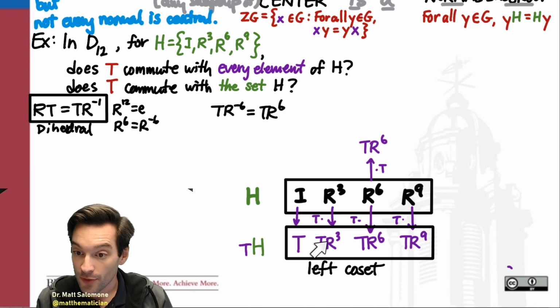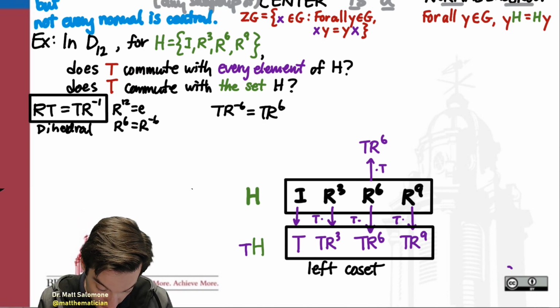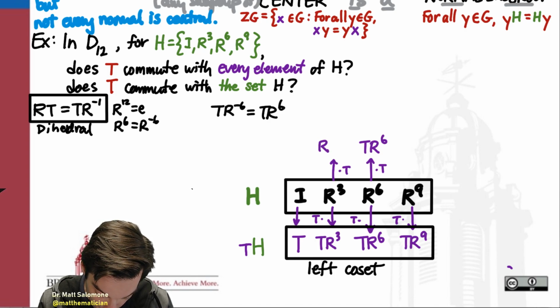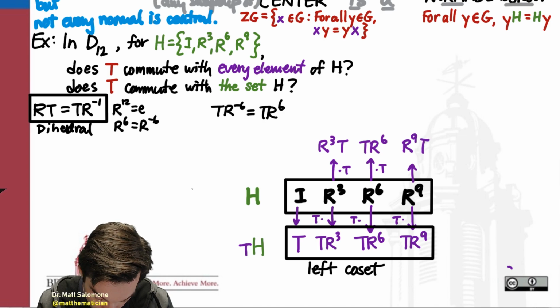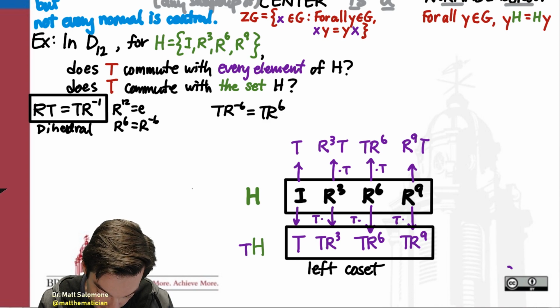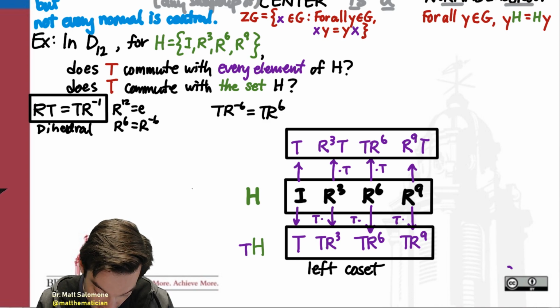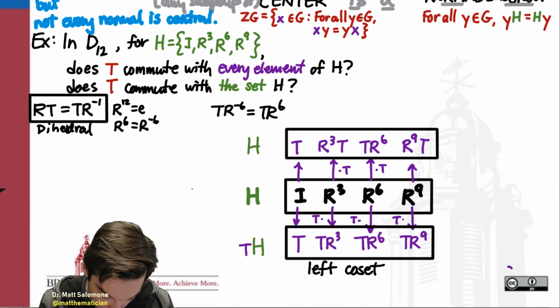Right. So does T commute with every element of H? Well, T commutes with R to the 6th. Does it commute with R to the 3rd? So to figure that out, I'm just going to multiply R to the 3rd on the right by T. I'm going to get R to the 3rd times T. If I do that with R to the 9th, I get R to the 9th times T. If I do that with the identity element, I'm going to get identity times T, which again, because of the two-sided identity property, just gives me T. And in so doing, I've constructed a right coset, the right coset that we call HT.